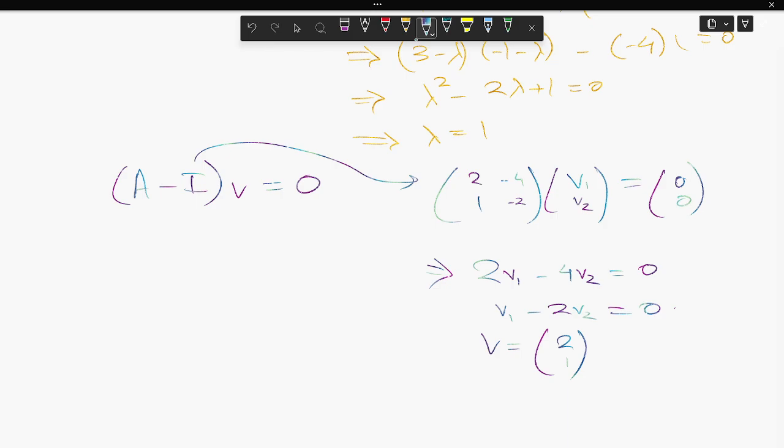So now we are using the Jordan form. As A is not diagonalizable, we will use the Jordan canonical form, and the Jordan form of A will be this: A equals P J P inverse. Okay. So after that, what will we get now?